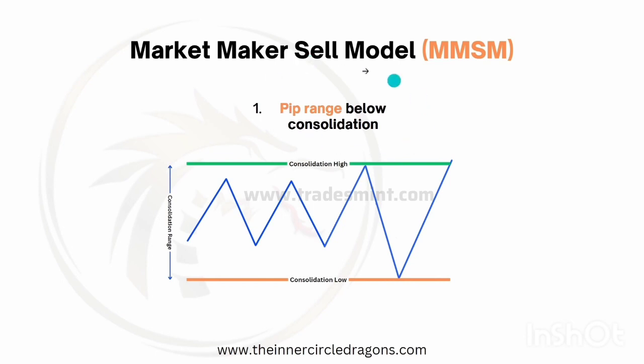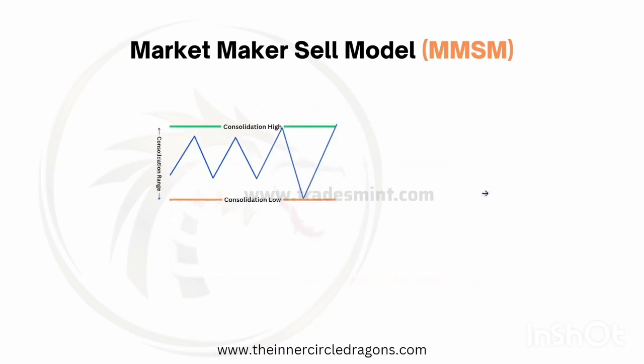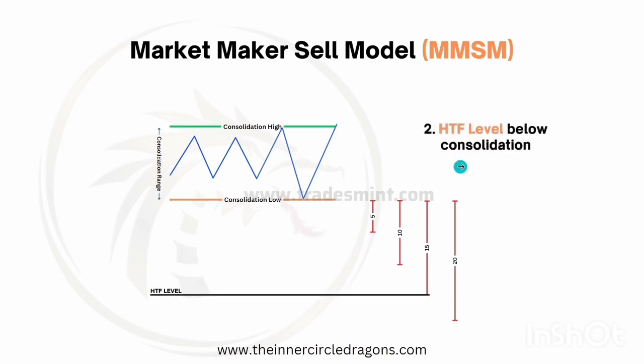Number one, we look for pip range below the initial consolidation. And what do I mean by that? Well, if we have our consolidation range, or we have our consolidation high and our consolidation low, we want to look for pip range below the initial consolidation in increments of 5, 10, 15, and 20 pips. The second thing we want to look for is if a higher time frame level will be in close proximity to one of the pip range levels.